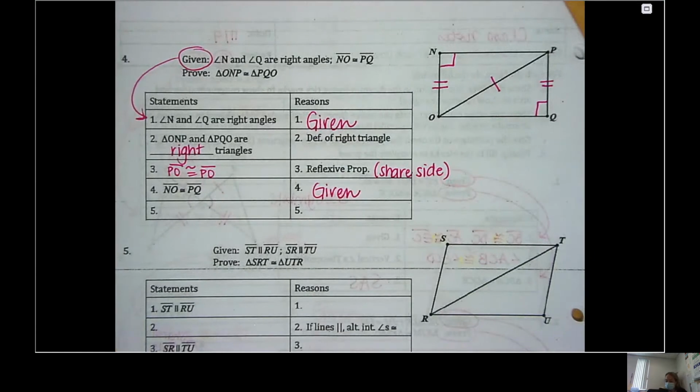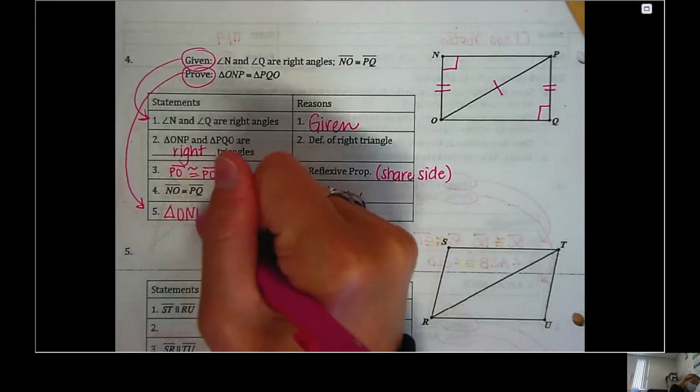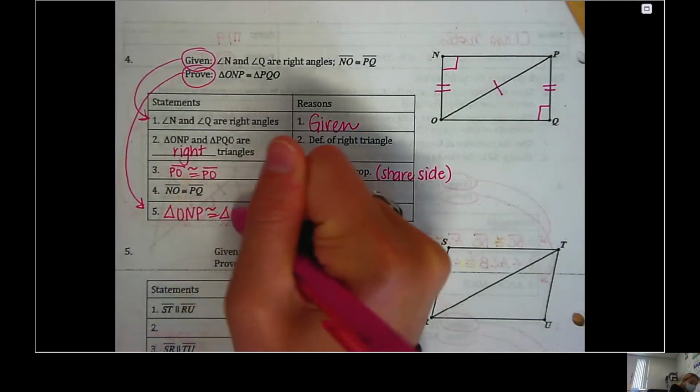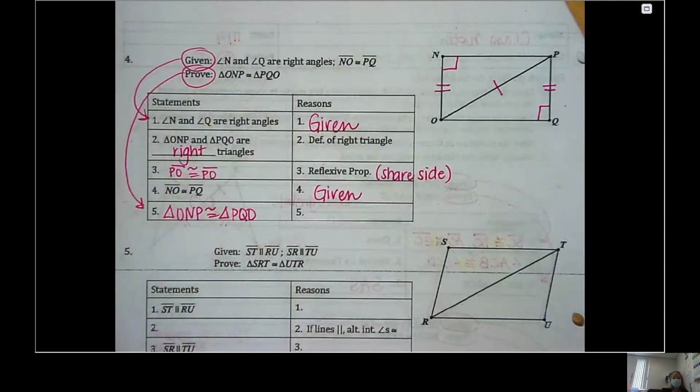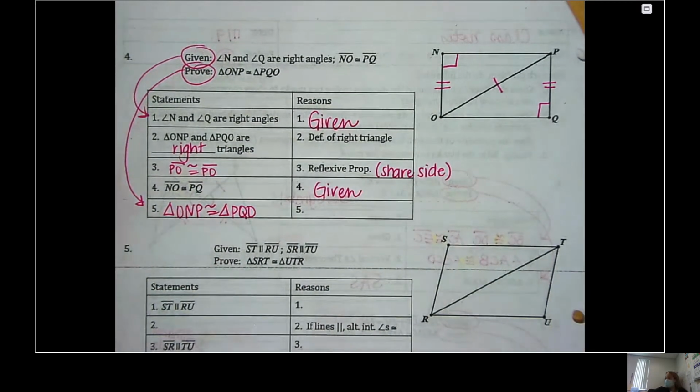Okay, now your last step is going to be what? My prove. Good. So take this prove, put it right here. Triangle ONP is congruent to triangle PQO. How do you know that? Which theorem are you going to use? Which one?